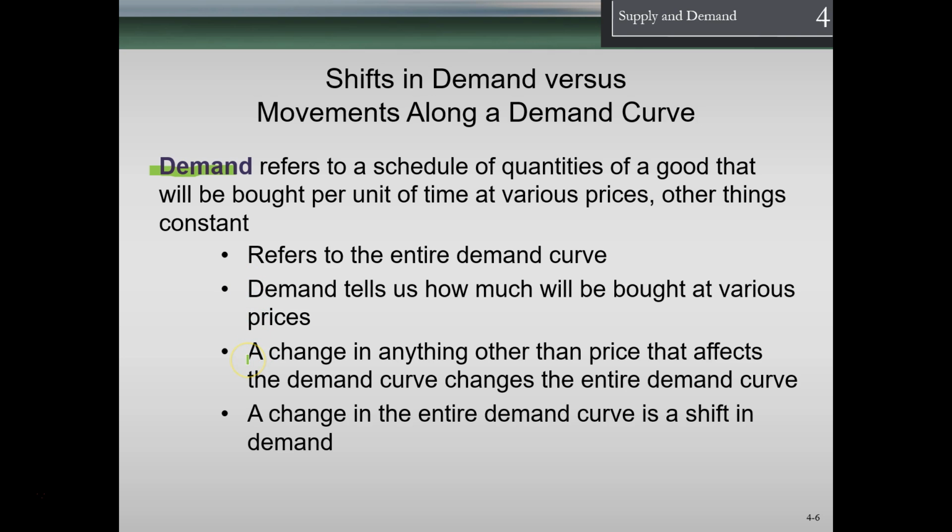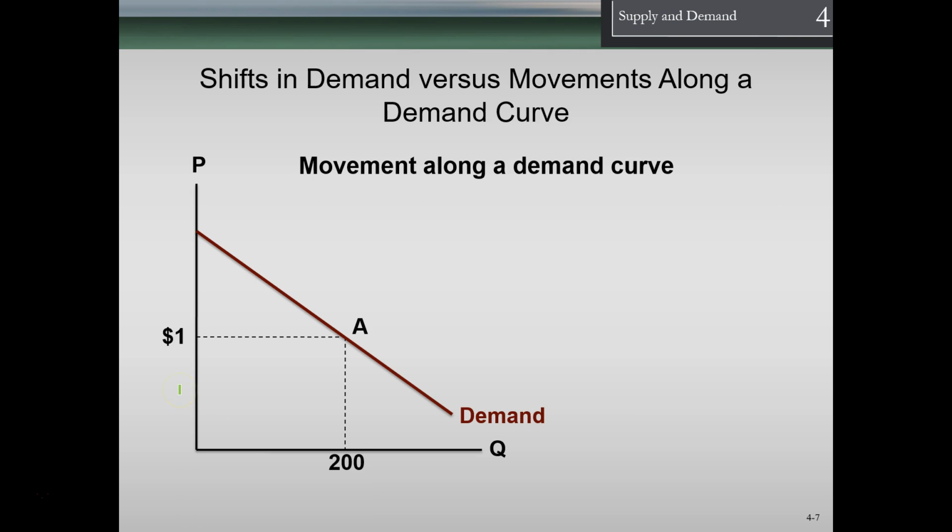A change in anything other than price that affects demand changes the entire demand curve. So if we change anything other than price, then we're not talking about the same demand curve now. We're shifting the demand curve. The demand curve will have to shift. A change in the entire demand curve is a shift in demand. So, shifts in demand versus movement along a demand curve.